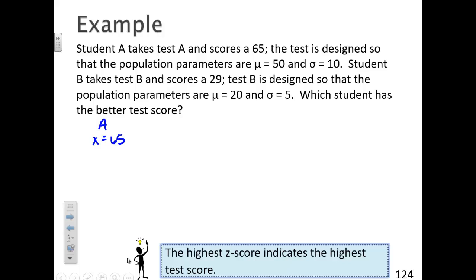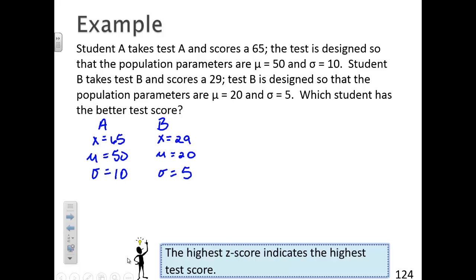So they're giving you population parameters here instead of sample statistics. So we're going to be using the symbol for mean, mu, which is 50, and sigma for standard deviation, which is 10. Now student B takes a different test and scores a 29. Its mean, mu, is 20, and standard deviation is 5. Which student has the better score?